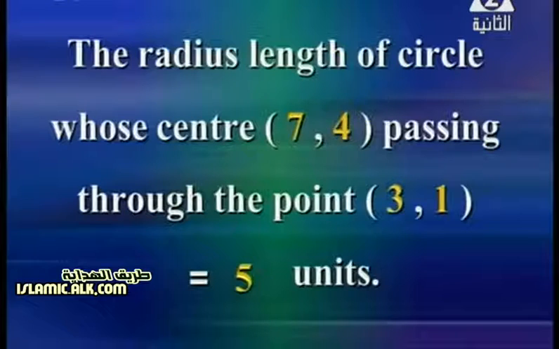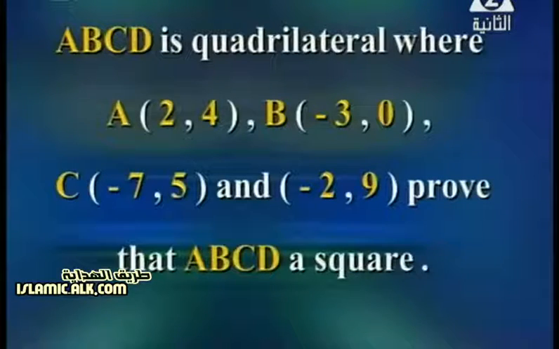Let us have another example. ABCD is a quadrilateral where A is (2, 4), B is (negative 3, 0), C is (negative 7, 5), and D is (negative 2, 9). Prove that ABCD is a square. First of all, we are going to find the length of AB, or the distance between A and B.